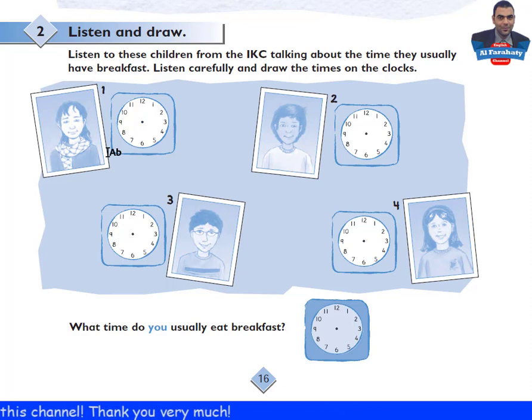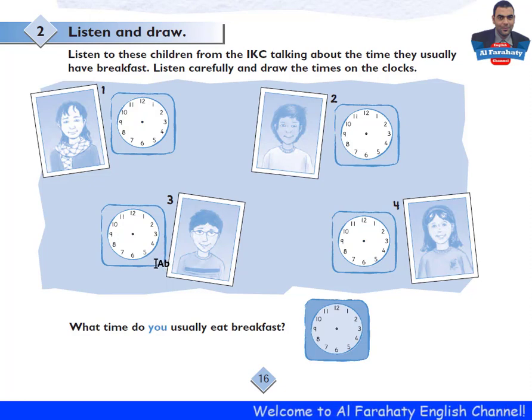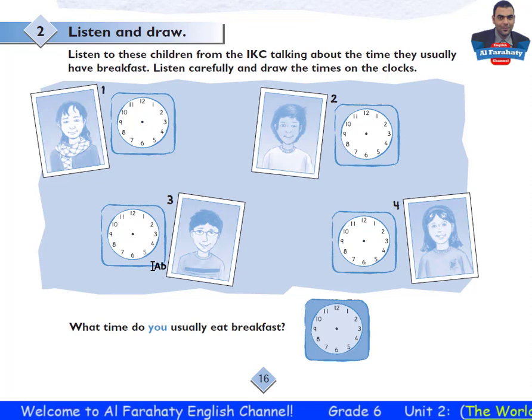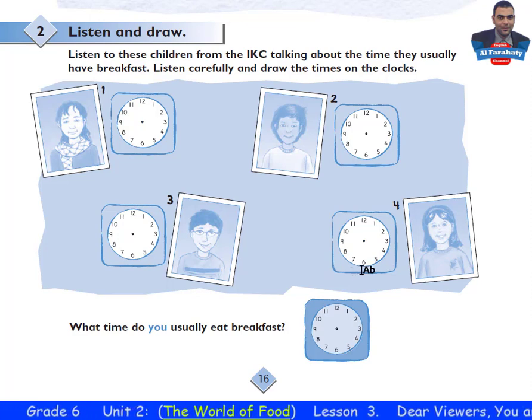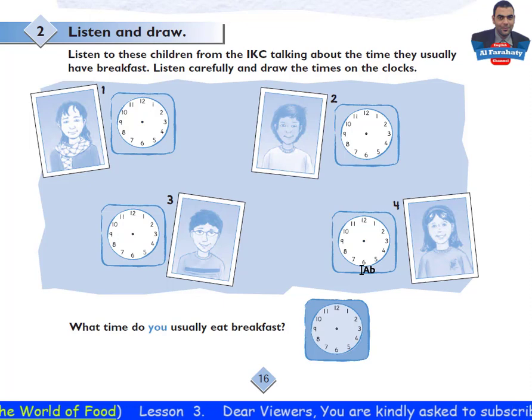Tapes Group 2.3. What time do you usually eat breakfast, Randa? I usually eat breakfast at 6:30. What time do you usually eat breakfast, Ben? I usually eat breakfast at about 7 o'clock. What time do you usually eat breakfast, Tariq? I usually eat breakfast at 6 o'clock. What time do you usually eat breakfast, Maria? I usually eat breakfast at 7:30.